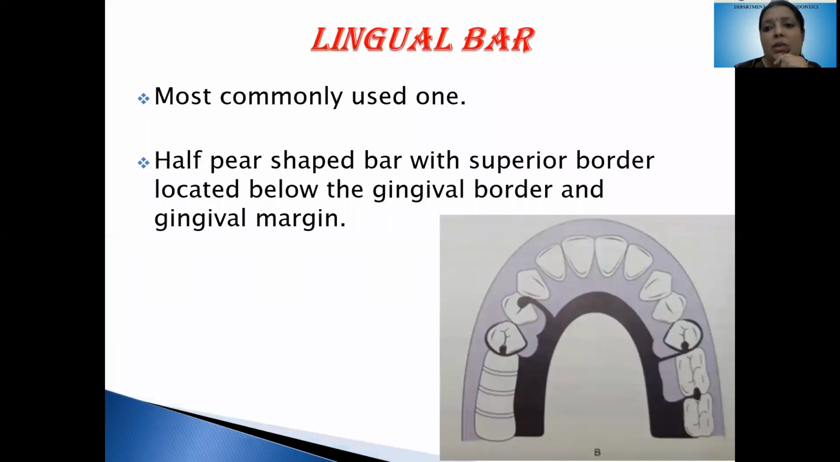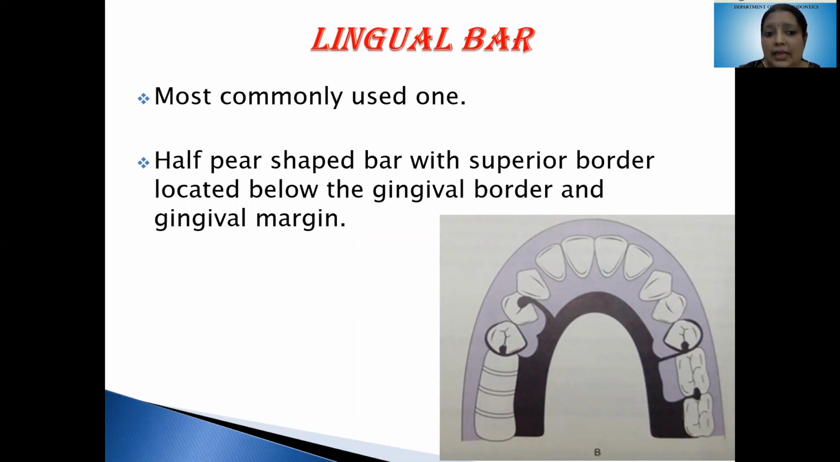Now, the first type of mandibular major connector is the lingual bar. This is the most commonly used mandibular major connector. While designing your mandibular cast partial denture, the major connector we use should always be lingual bar first. We first think of a lingual bar. Only if the lingual bar cannot be given do we look at the other designs of mandibular major connector.